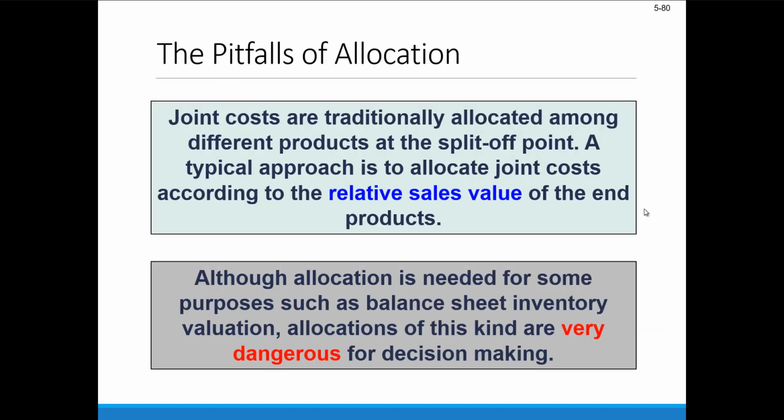As I alluded to a minute ago, joint costs are traditionally allocated among different products at split off, but a typical approach is to allocate according to relative sales value of the end products. Again, these aren't going to be relevant though for that sell or process further decision. In addition, allocations like this are pretty dangerous for decision making because we're kind of under that same scenario we've talked about this semester where we're treating them as if someone has to cover them when really we're not assigning them in a way that represents how those different products consume resources differently.